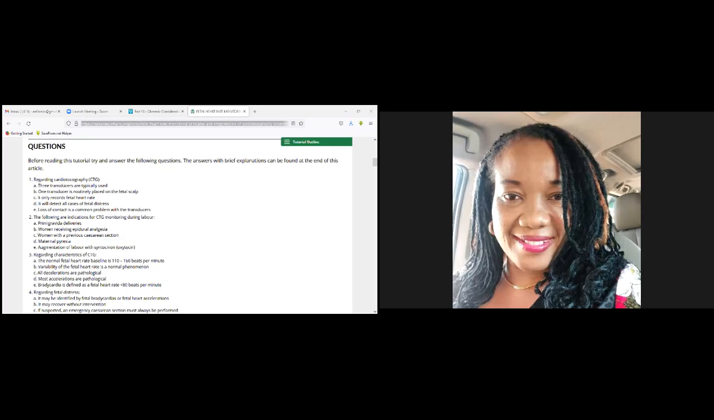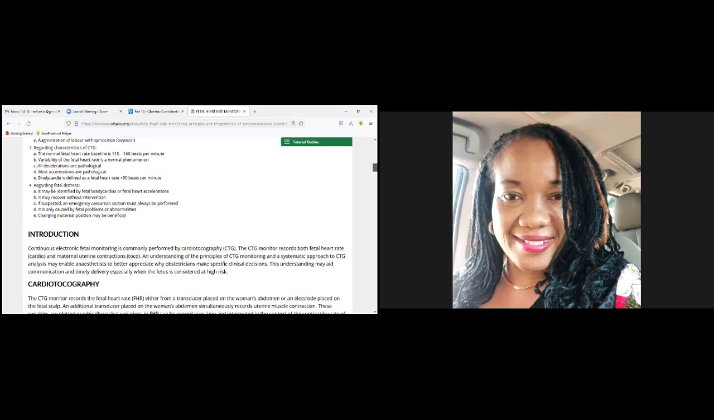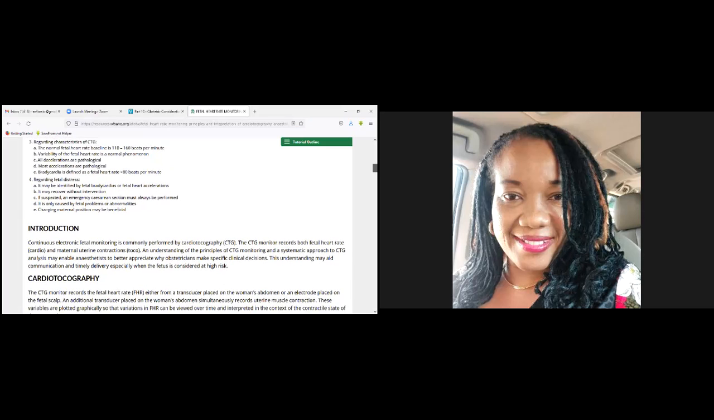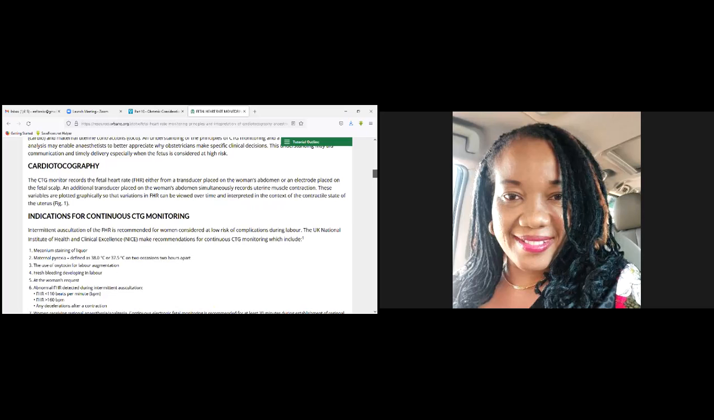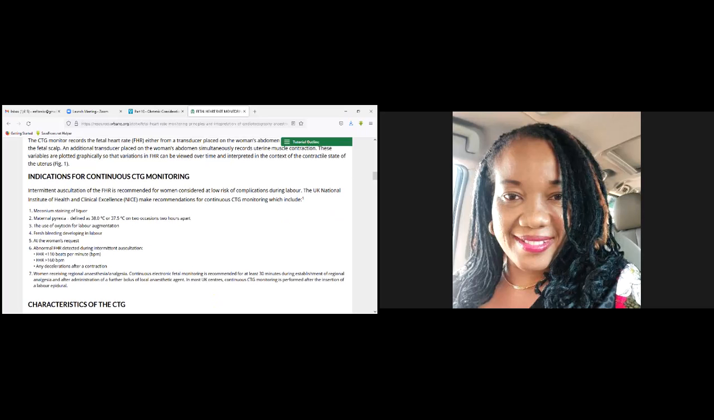However, for some patients, if we look through the options here, you do continuous CTG when there is meconium staining, maternal pyrexia with temperature greater than 38, which this patient has. Her temperature is 38.9. Also with use of oxytocin for labor, fresh bleeding, maternal request, abnormal fetal heart rates, and a woman having regional anesthesia, like labor analgesia. So there are a lot of things which our patient ties into. She's hypoxic, she's pyrexic, she has complained about reduced fetal movement, so she would need continuous CTG. I hope we all agree with that.